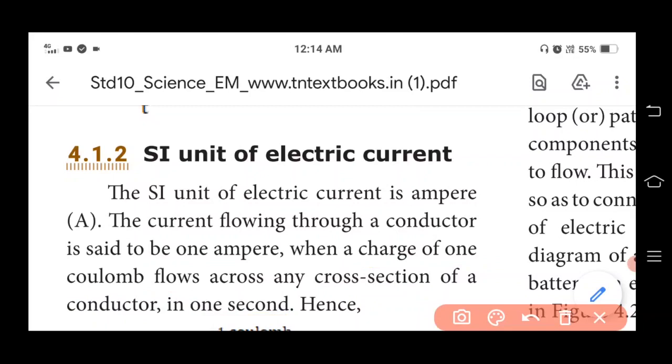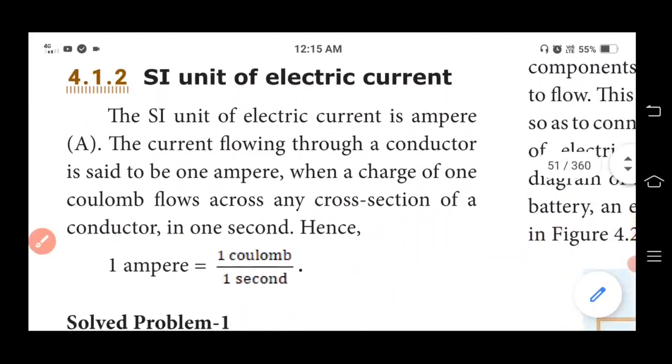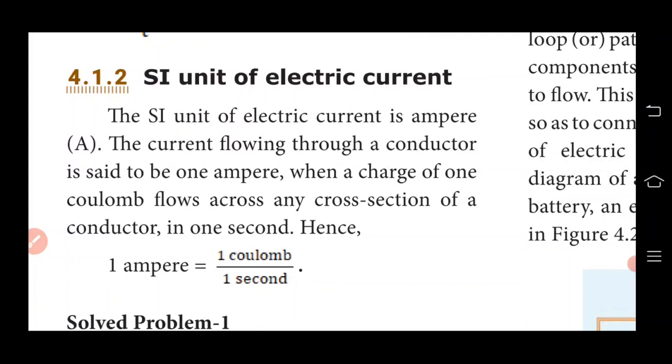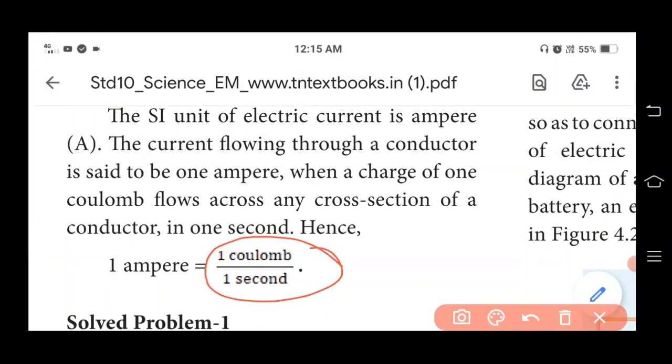We know that the SI unit of electric current is ampere, so you must know what is meant by ampere. 1 ampere is nothing but when 1 coulomb of charges flows across any cross section of a conductor in 1 second. It is defined as 1 ampere. So, important 1 mark question: 1 ampere equals 1 coulomb by 1 second.